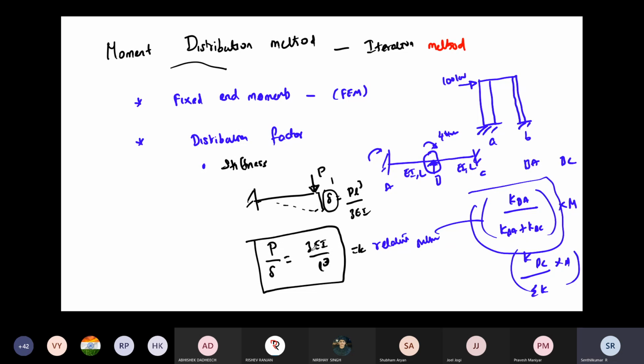Now another stiffness we can have is rotational stiffness. That was translational; now we say rotational stiffness. What is meant by rotational stiffness? This is joint A, joint B.